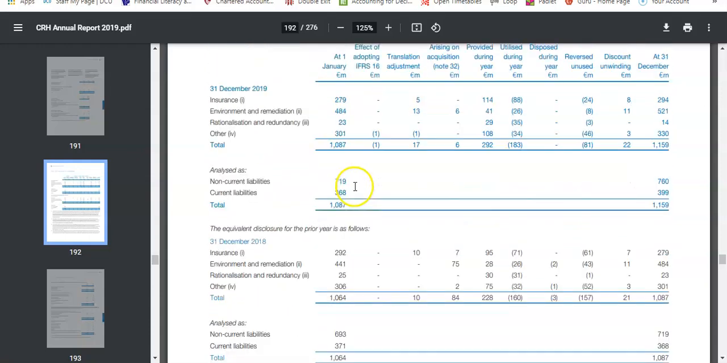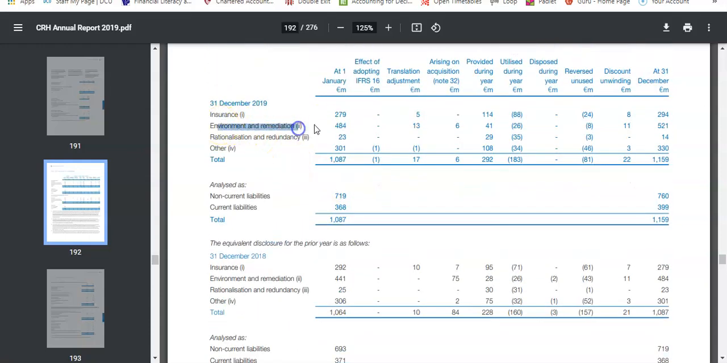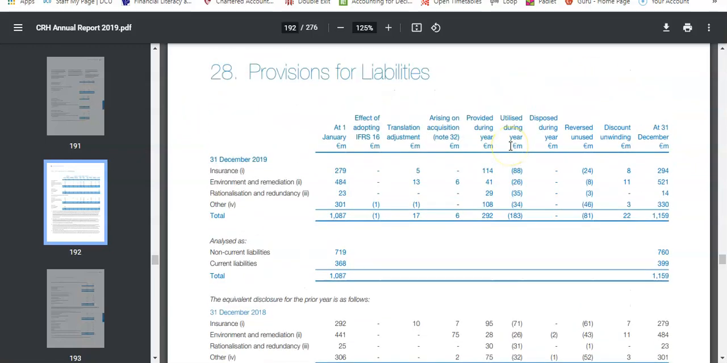Look what happens. They have environmental redundancy. The opening balance is 484. Now there's some FX translations, don't worry about that. They provide another 41 during the year. They use 26 of it, but look at this. They're unwinding the discount, as these are used over a number of years. You will credit the provision, increasing it, and you'll debit finance costs in the P&L.